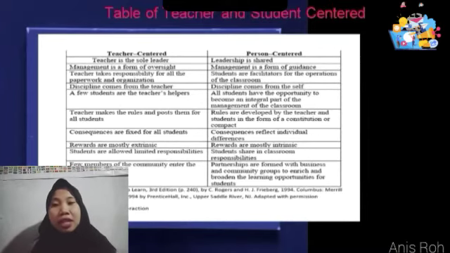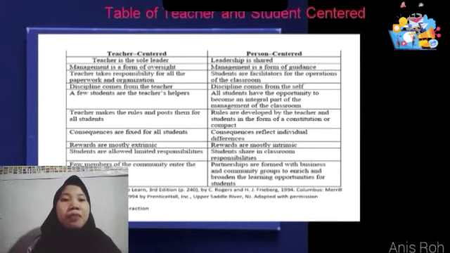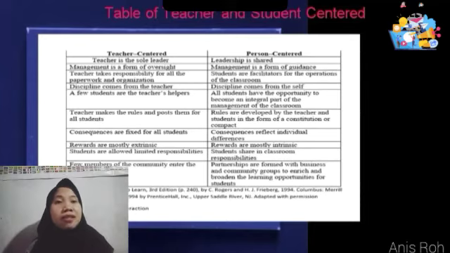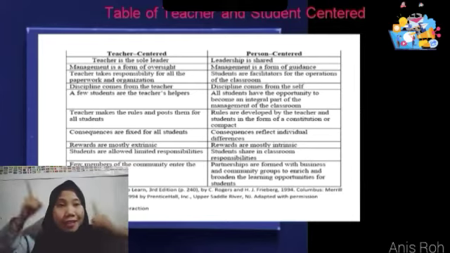This table is from Freedom to Learn, 3rd edition, by Rogers and Freiberg, published by Columbus Merrill, and from the journal Classroom Interaction. So this is the difference between teacher-centered learning and student-centered learning. So this is different, right? And discipline, classroom management, measurement and the goal, this is different. You can check it out.